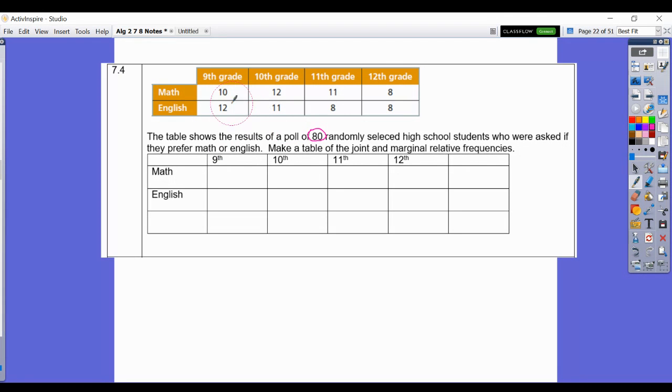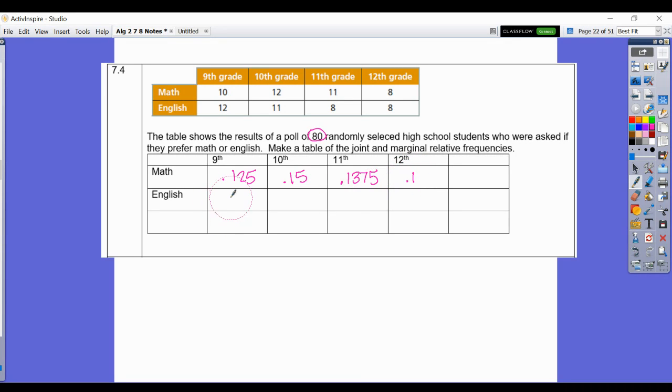So here we go. 10 divided by 80 is 0.125. 12 divided by 80 goes here. I'm just going to go across. 11 divided by 80, and you can round if you have to, but we're going to go out 4 spots there. And then 8 divided by 80 is 0.1 or 0.10. You can, however many decimals.